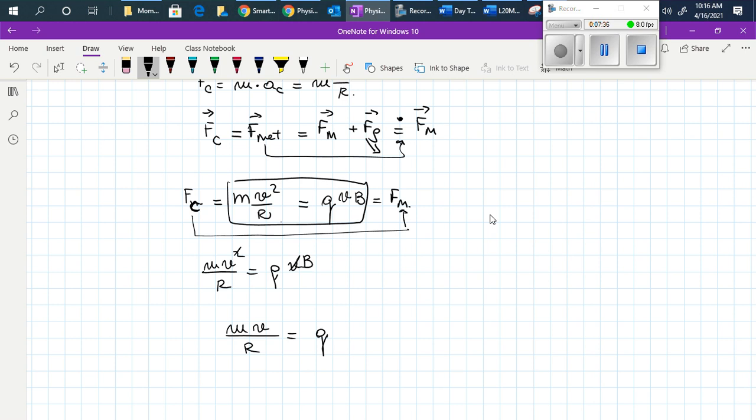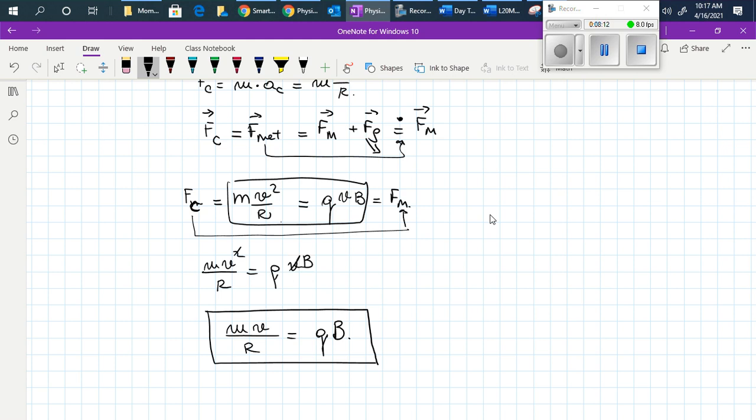is equal to qB. So when a charged particle is entering a magnetic field perpendicular to it, then based on the third application of the left-hand rule, we know that the magnetic force is perpendicular to the velocity. And since the force of gravity is way smaller than the magnetic force, then we can say that the net force is equal to the magnetic force.